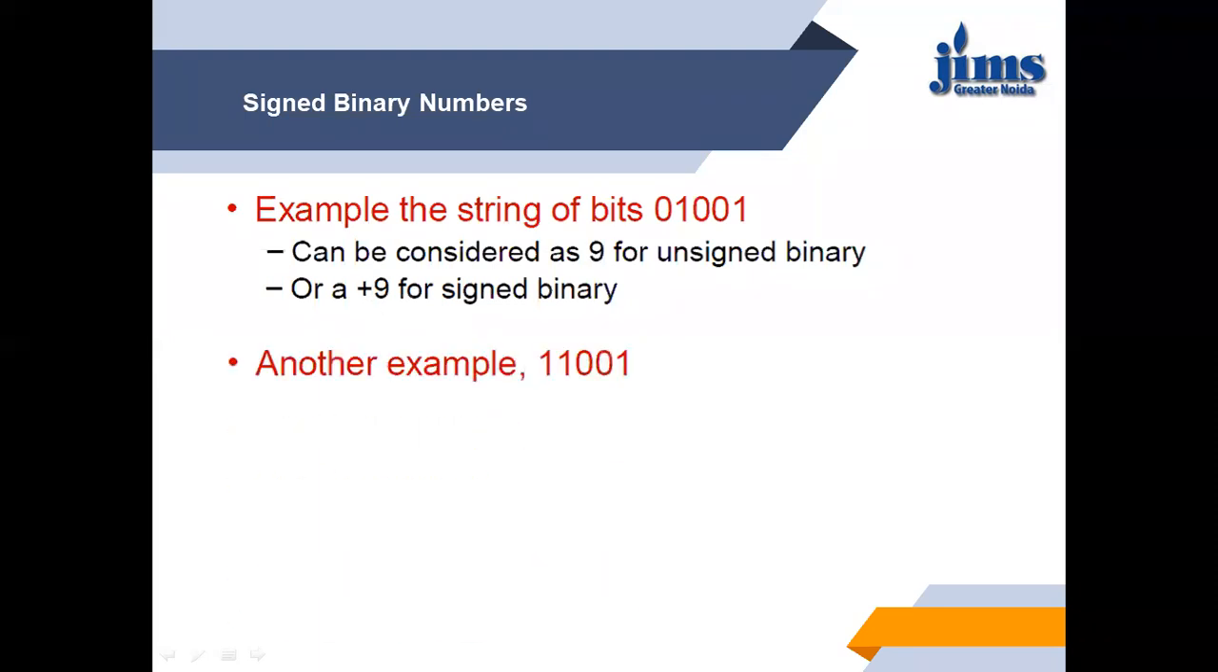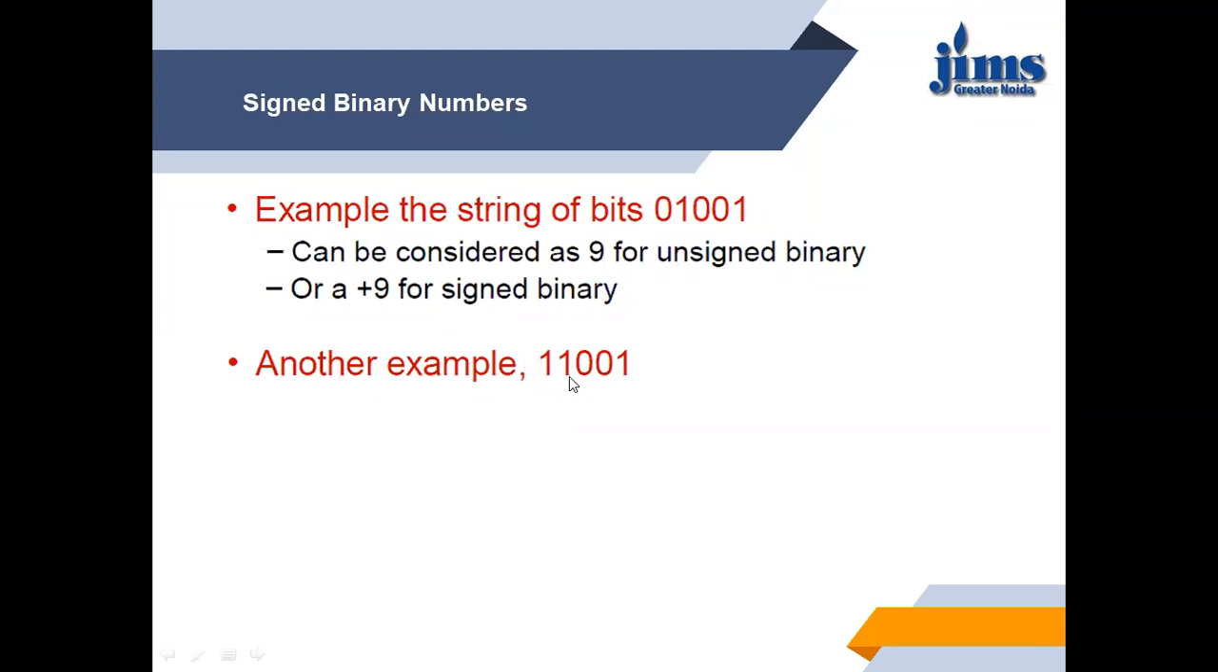Now take another example. Say a number is 11001. When we convert this number, it will be 1 into 2 to the power 4, plus 1 into 2 to the power 3, plus 0 into 2 to the power 2, plus 0 into 2 to the power 1, plus 1 into 2 to the power 0. So here this 1 is equivalent to 1, this is 8, this is 16.